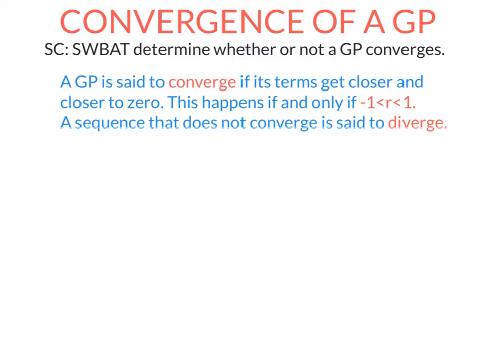Thank you so much for tuning into this video in which we look at convergence of a GP. So GP, geometric progression, also known as a geometric series, we know that it has a bunch of terms. So we know something like this would be a GP. If we start at 2, 4, 8, 16, and it goes on and on and on. So you're used to seeing GPs like this.